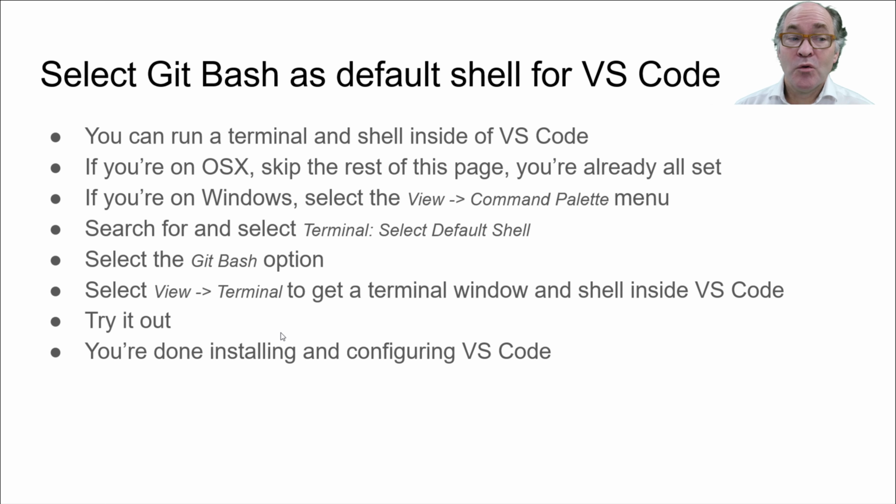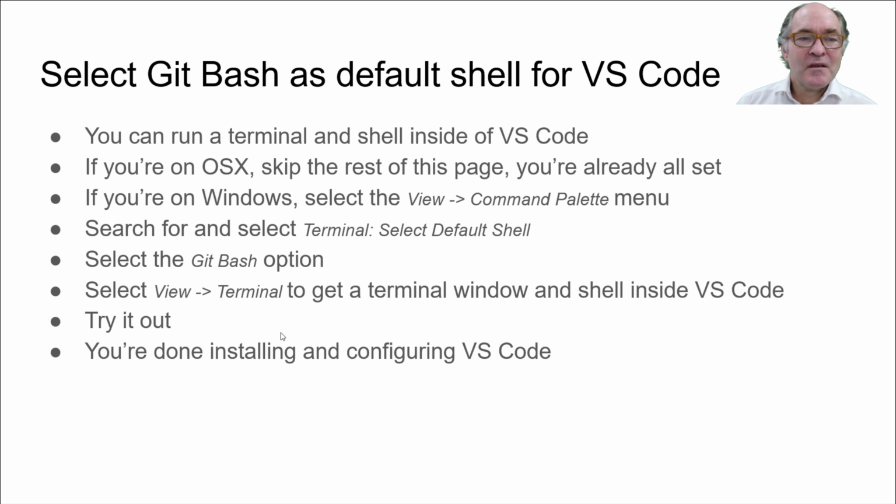Select the View Command Palette menu again. Search for terminal: select default shell. And if you've succeeded in installing Git Bash as we hope and expect you have, then Git Bash should be an option in that list. Now, a few times in the past, we've found that Git Bash doesn't show up in that list for some students. If it doesn't show up, let us know and we'll try to help. But also realize, this isn't a make or break issue for the class. It's sort of a small convenience because you can always launch a Git Bash shell outside of VS Code if you have to.